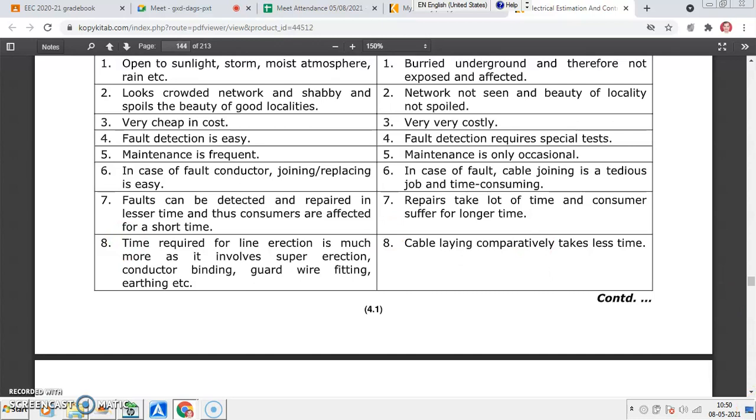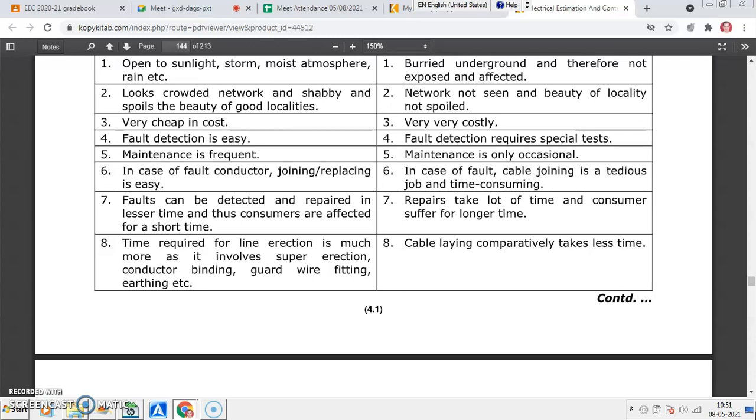But in case of an underground system, the repairs take a lot of time. You have to dig there, you have to remove the material, then you have to do this cable jointing work that requires time. It is an entirely time consuming process, and you are keeping these consumers away from electrical energy, so there is more time of shutdown compared to an overhead system. So more shutdown is required for underground.